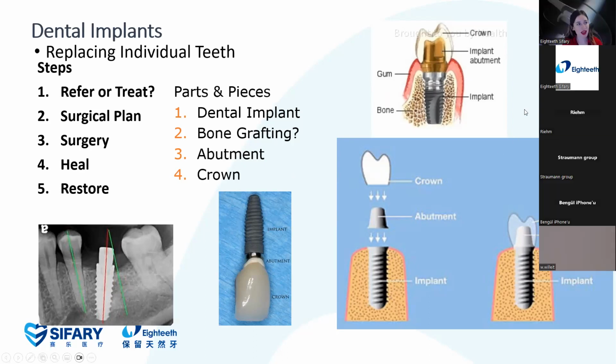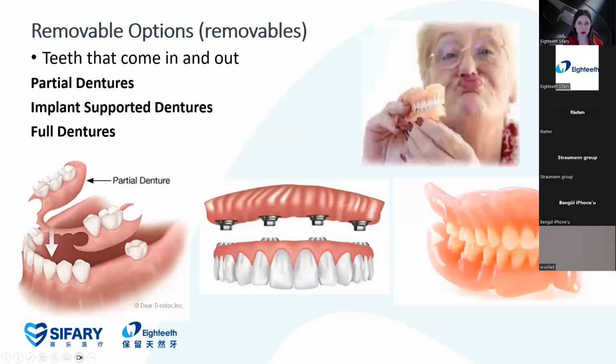Let's go. And we have other treatment options. Mostly it can be indicated for elderly people, as you see in the picture. So we have three types of denture. On the left-hand side, you see a partial denture.